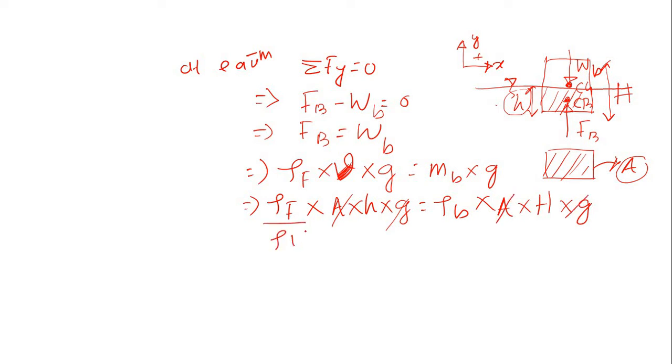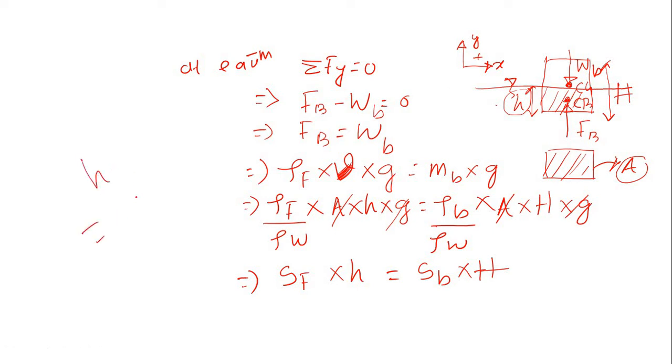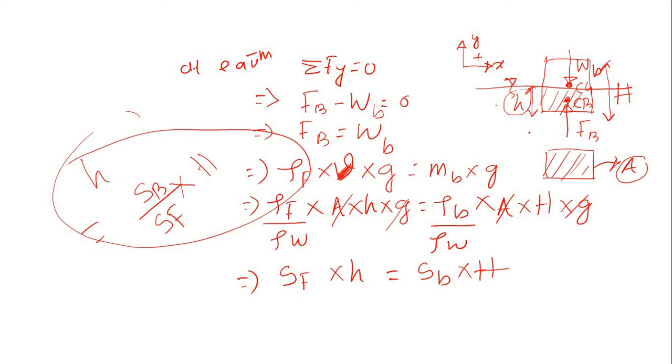If we divide both sides by the density of water, we get the specific gravity of the fluid times small h equal to the specific gravity of the body times capital H. So if you want to find the submerged depth, small h will be equal to the specific gravity of the body divided by the specific gravity of the fluid, times capital H. This is the formula you have to use to calculate how much has been submerged.